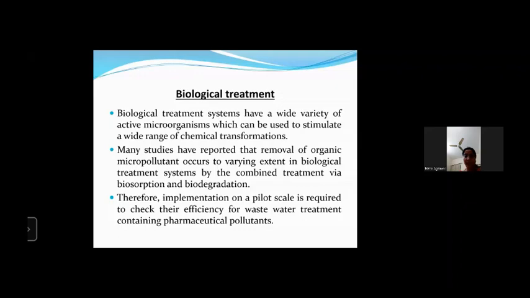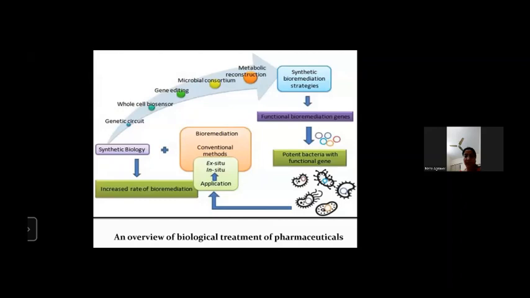Therefore, it is very important to implement these techniques on a pilot scale so that we can check the efficiency of wastewater treatment containing pharmaceutical pollutants, whether they are efficient or not. This is the diagram which shows the biological treatment of pharmaceuticals.